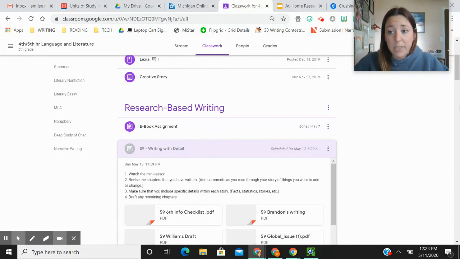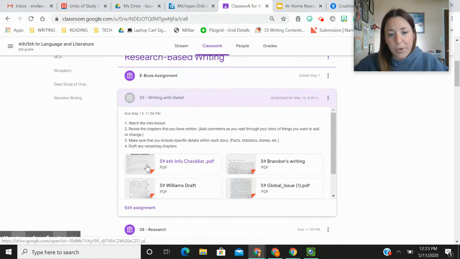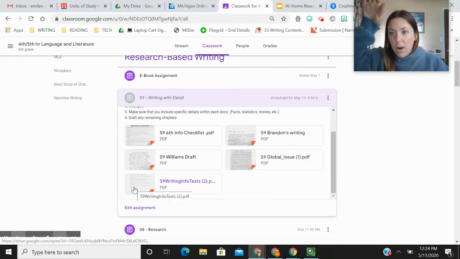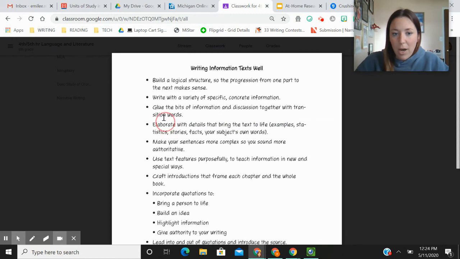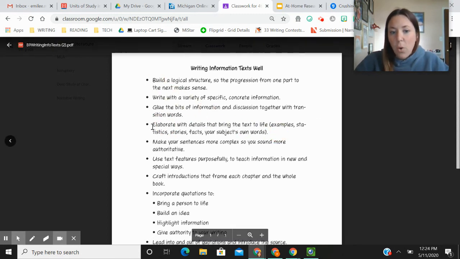So again, Section 9, writing with details. I included the checklist if you wanted to go over that, and I have a few examples here. 2 students' drafts and writings, as well as my example about the global issue. And our entire chart about writing info text really well. I added on today's: elaborate with details that bring the text to life, right? That's where we're at right now. So you should make sure you have all 4 of these first 4 bullet points. We'll talk more about the other ones as lessons continue, okay?